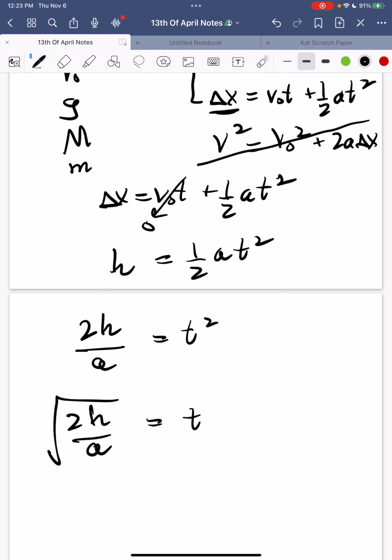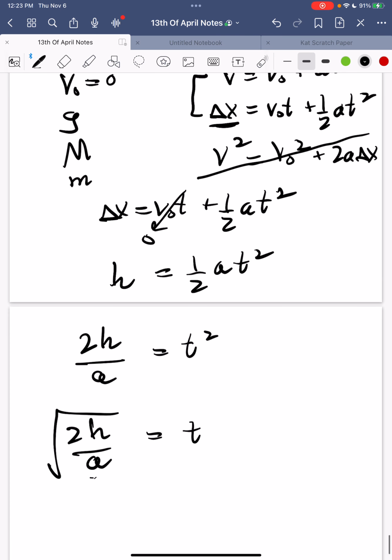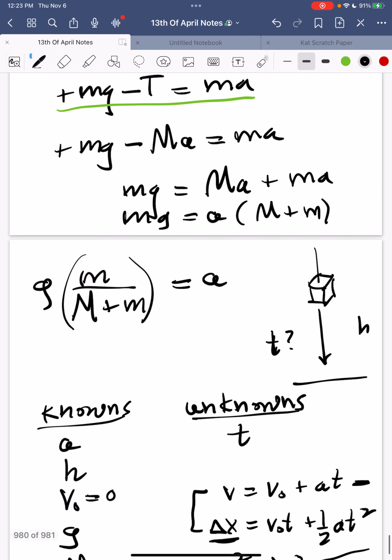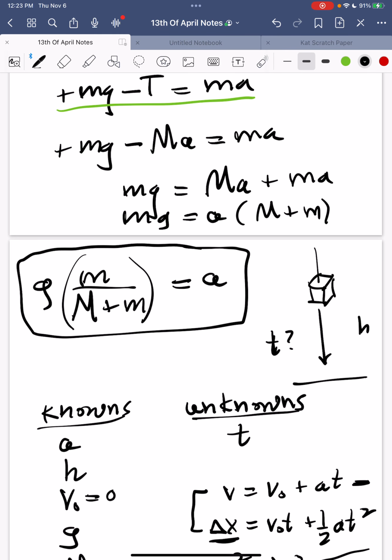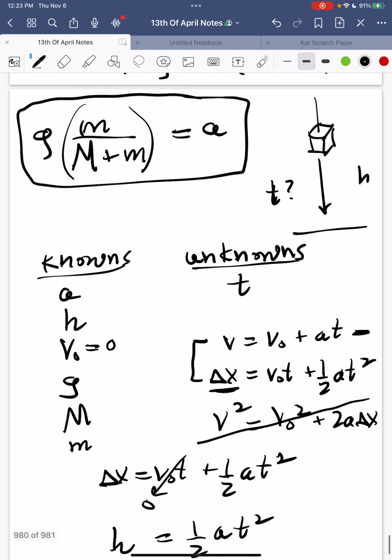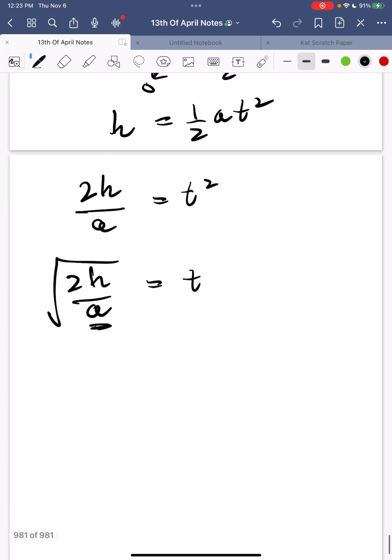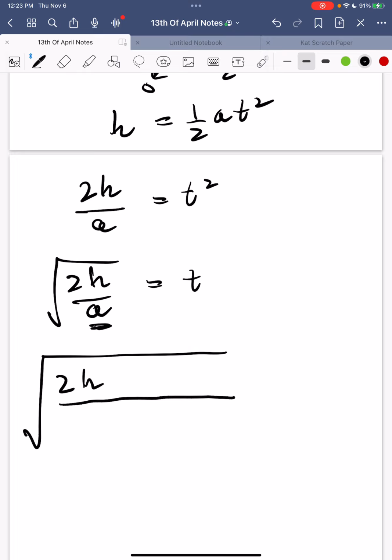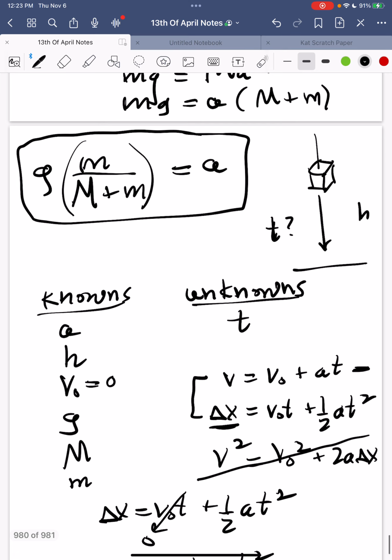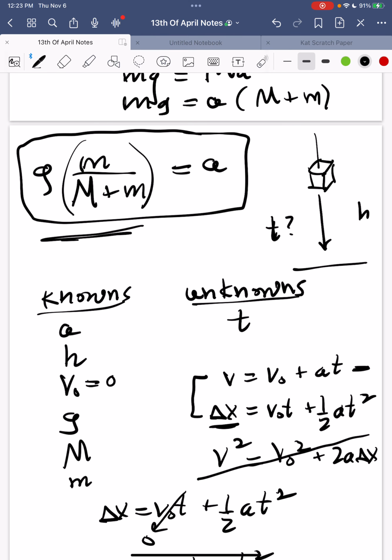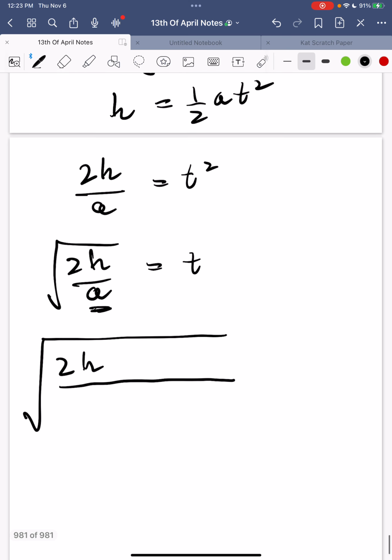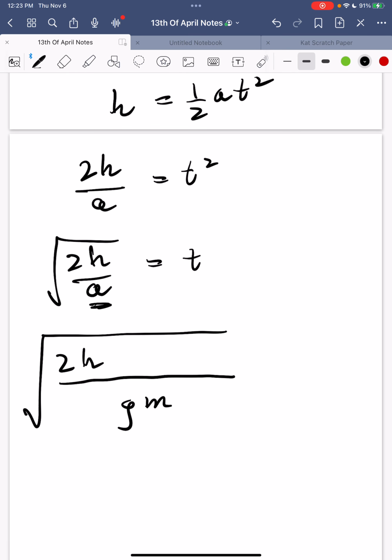Okay, so far so good. I know h. I can calculate a, but I'm going to put in a in terms of a formula. Remember, a is given by this equation that we found out earlier. So I'm going to throw that in, and let's do this. I've got 2h. And now, if I divide by a, it's the same thing as multiplying by the reciprocal of this guy here. So that means I'm going to have gm at the bottom, and on top I'm going to have capital M plus little m, like that. That all equals t.